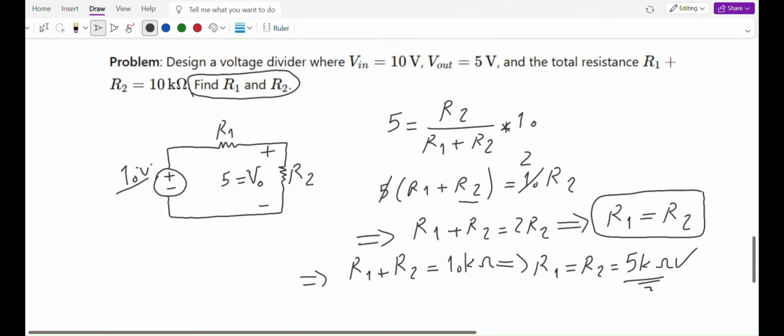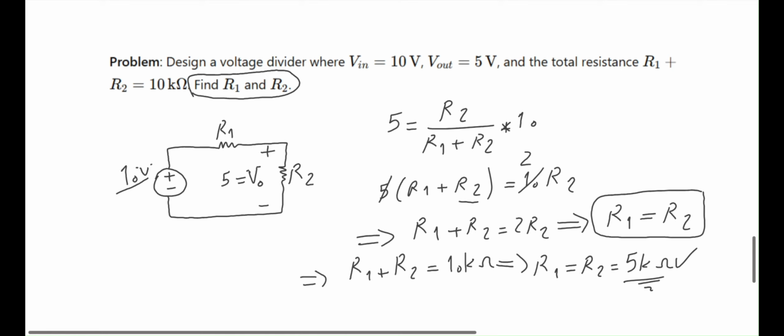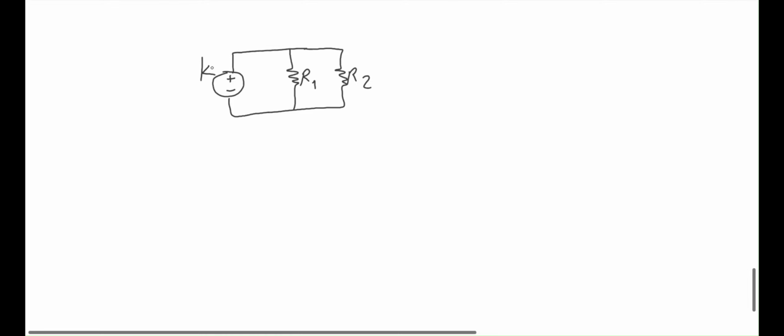That was voltage divider, and you guys can solve more problems in this regard in order to master it more and more. Now let's jump to current divider. With almost the same method, using Ohm's law, we can very quickly figure out current dividers. For current divider, the resistors have to be in parallel. R1, R2, and let's call the power source K volts.